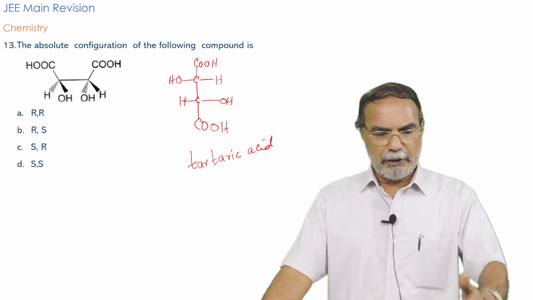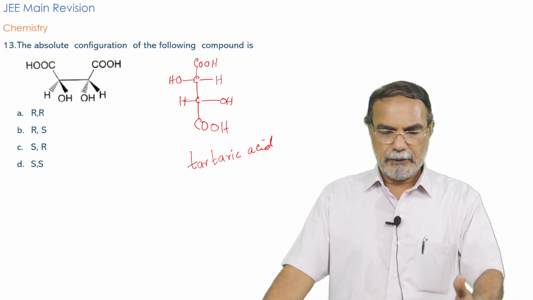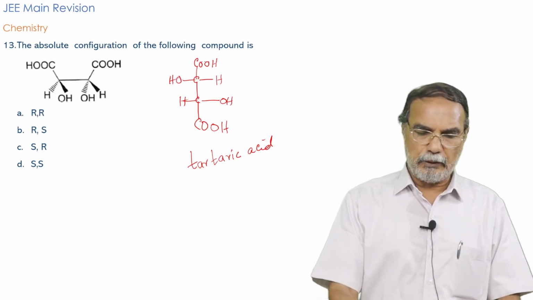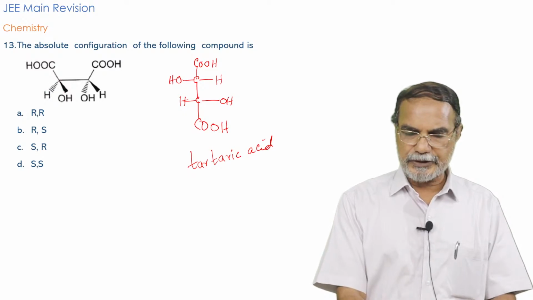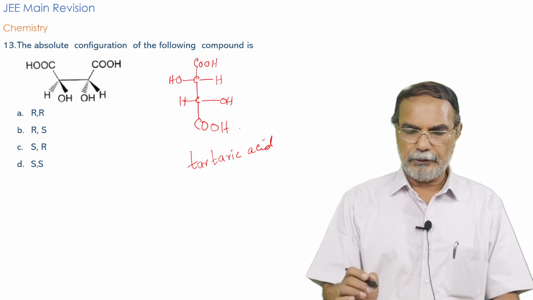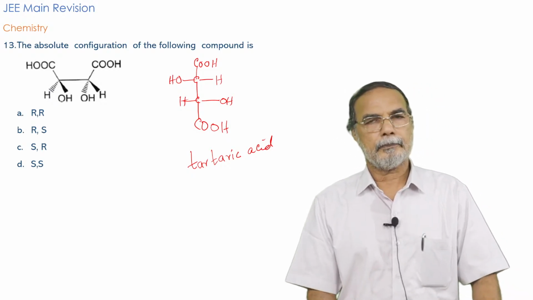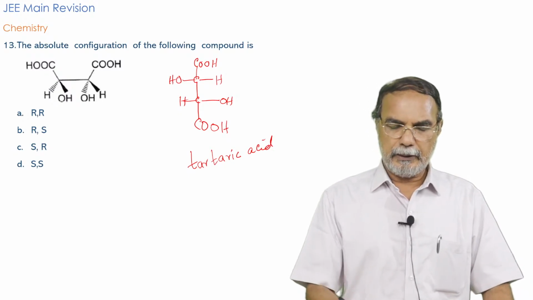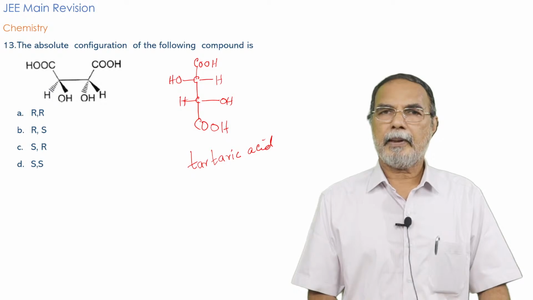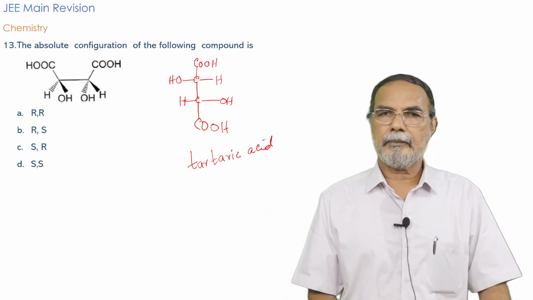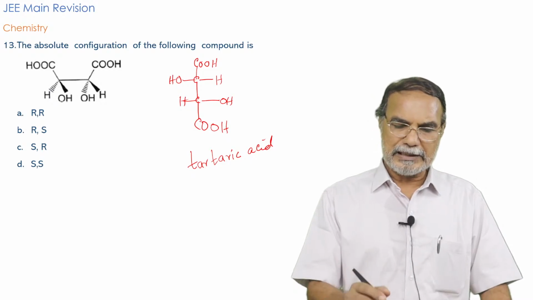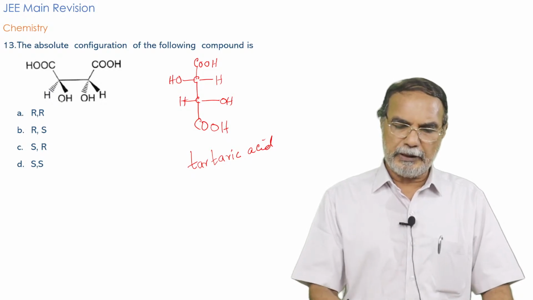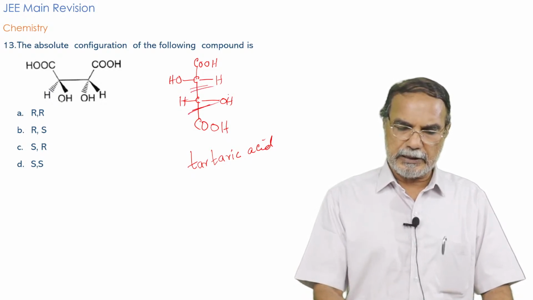And corresponding to what has been drawn in the question, if you write down the Fischer's projection formula, it will be like this: COOH, H, OH, H, OH, COOH. Okay? So that is tartaric acid. So what will be the absolute configuration given in terms of R and S? How will you assign the R and S symbols for the absolute configuration of the groups about these carbon atoms? These are the carbon atoms to be considered.